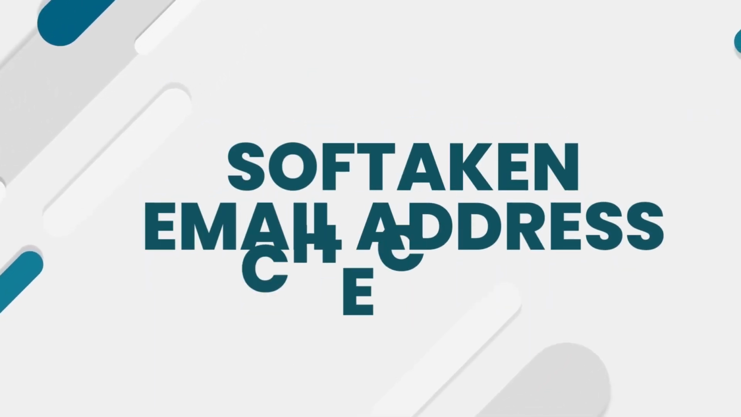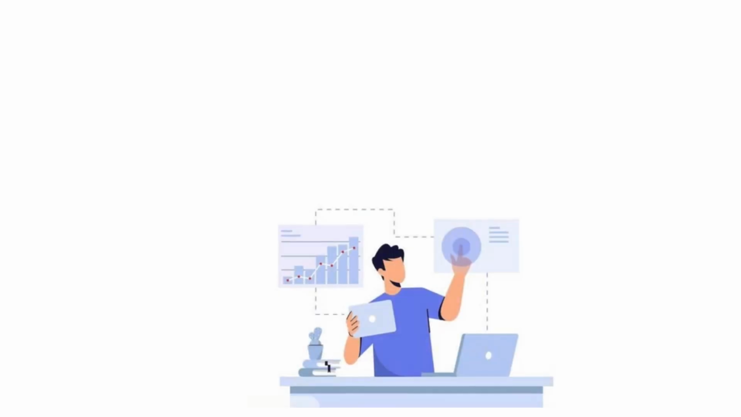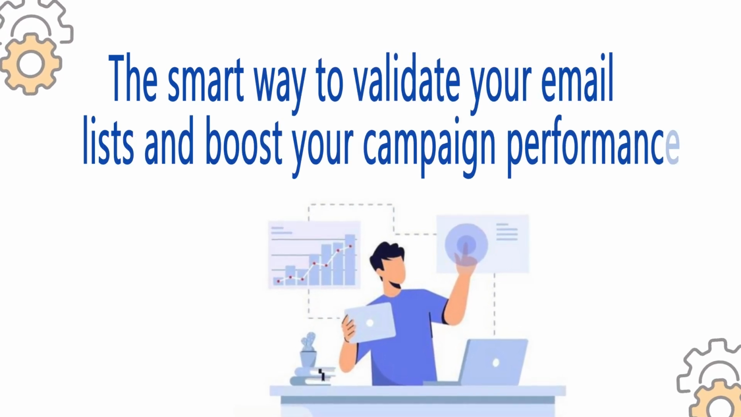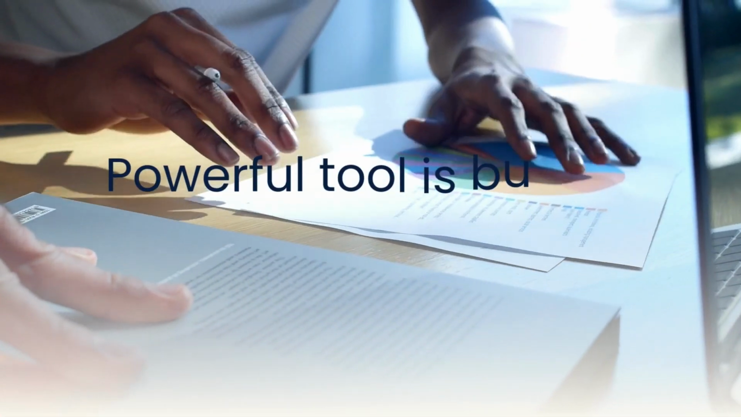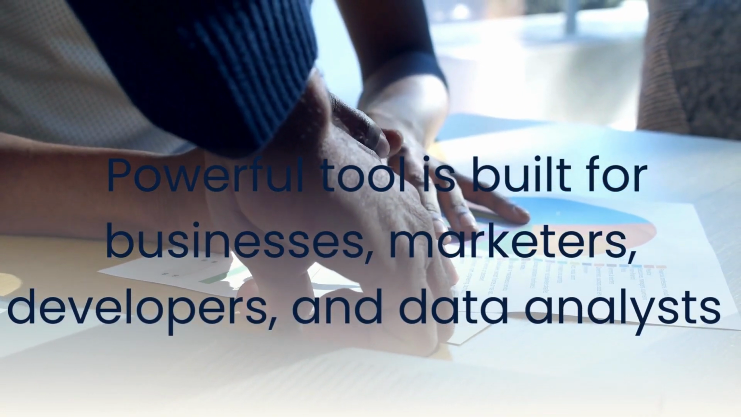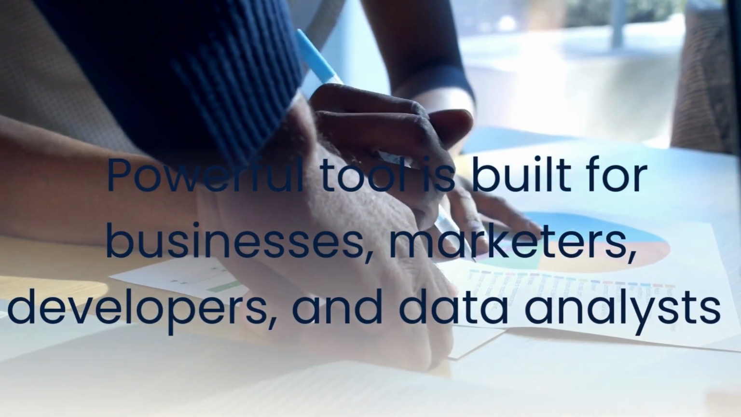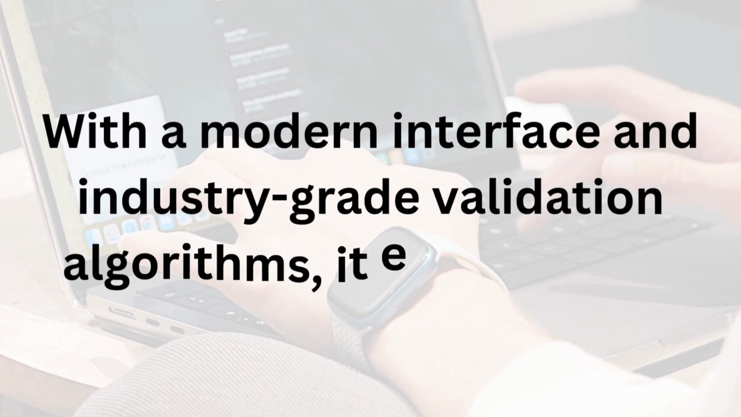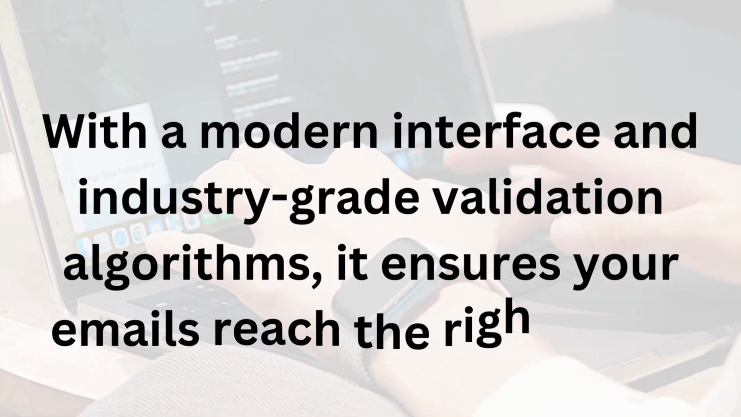Introducing Softaken Email Address Checker, the smart way to validate your email lists and boost your campaign performance. This powerful tool is built for businesses, marketers, developers, and data analysts who rely on clean, accurate, and deliverable email addresses. With a modern interface and industry-grade validation algorithms, it ensures your emails reach the right inbox.